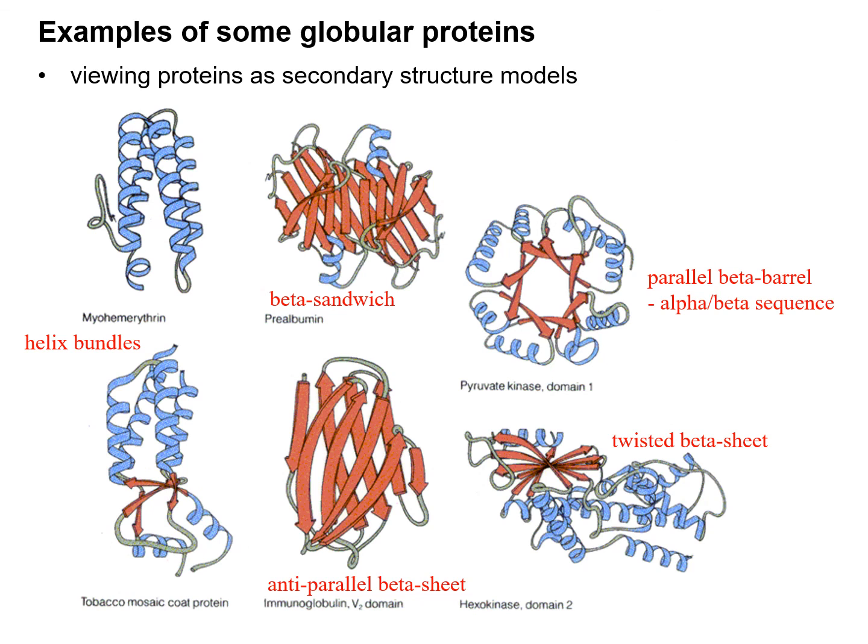The second one is the beta sandwich, which is similar to alpha helix bundles, but instead of the alpha helices, it now uses the beta sheets stacked down to make this kind of compact structure. The third one is the parallel beta barrel. It's also called the alpha beta sequence because of the alpha helix and beta sheet structure. There's a twisted beta sheet here too, a little twisted, which actually helps the stability of that protein structure too. And an anti-parallel beta sheet structure is here too, and also a combination of quite a lot of loops, beta sheets, alpha helices, and so on.